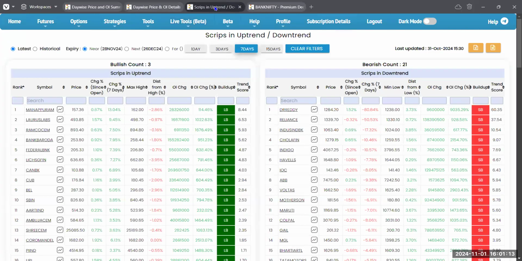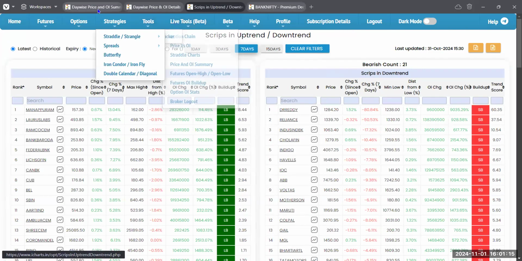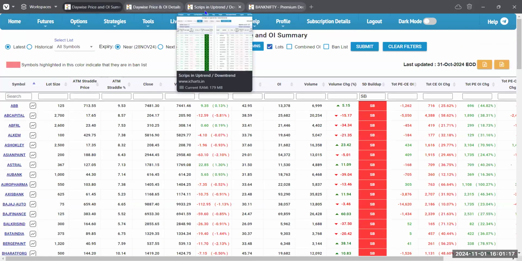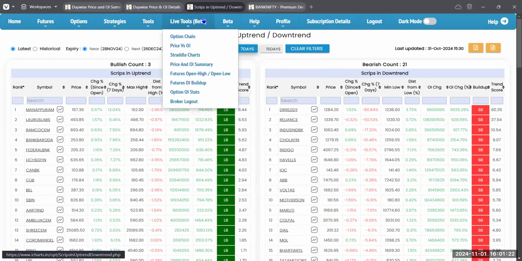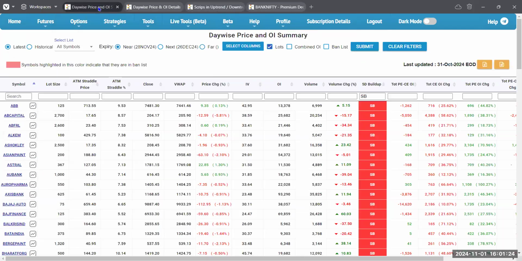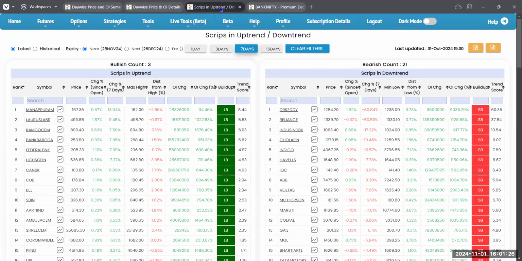Okay, so who had asked about that positional trading idea? I hope I have replied to that, because these two are the most useful tools for positional: day-wise price and OI summary, and scripts in up and down. I think these two are the most important.